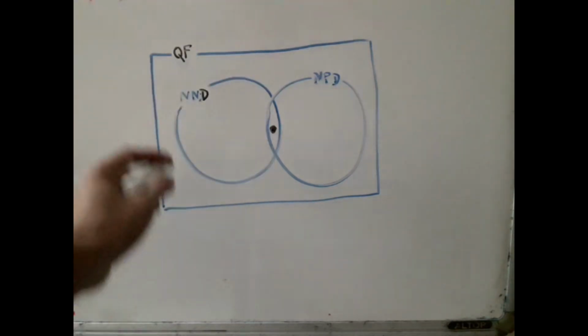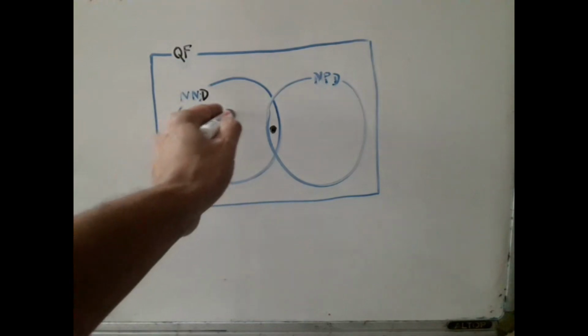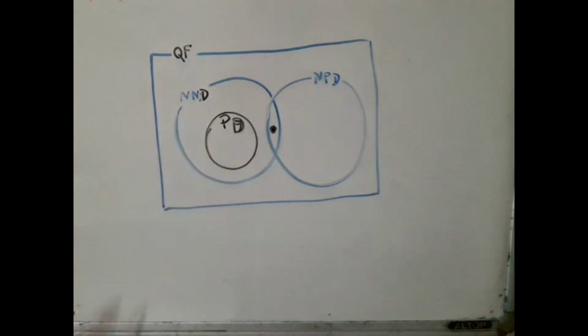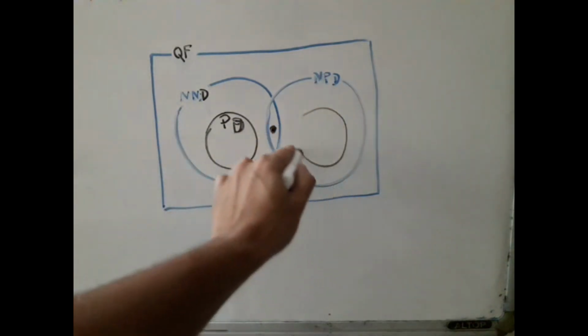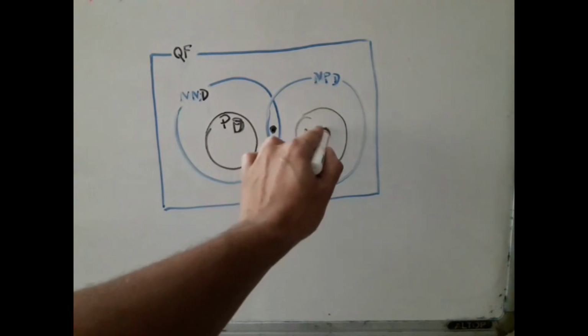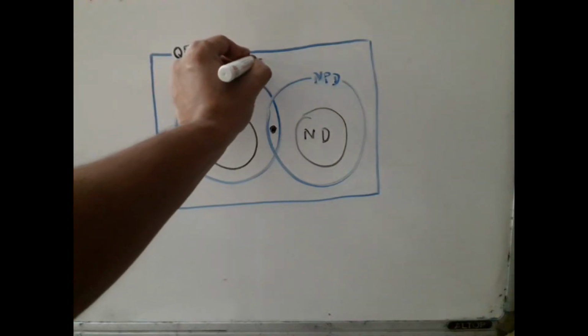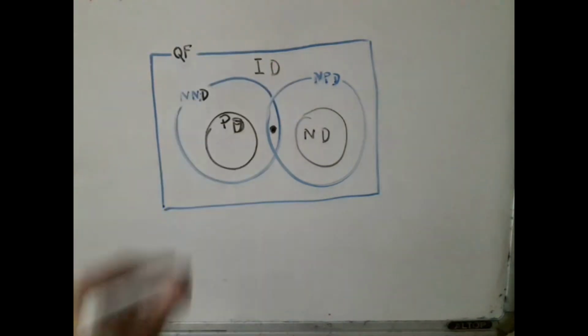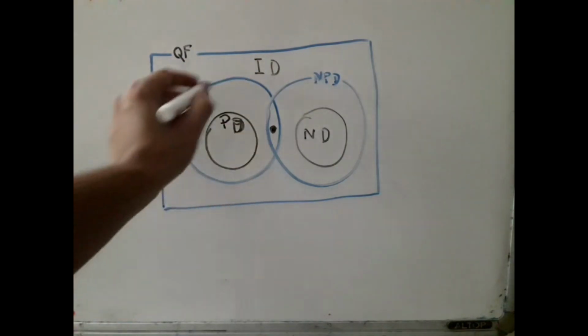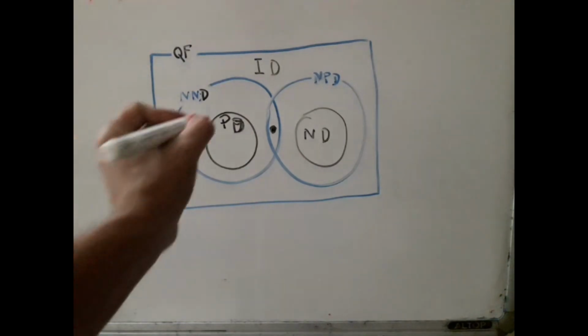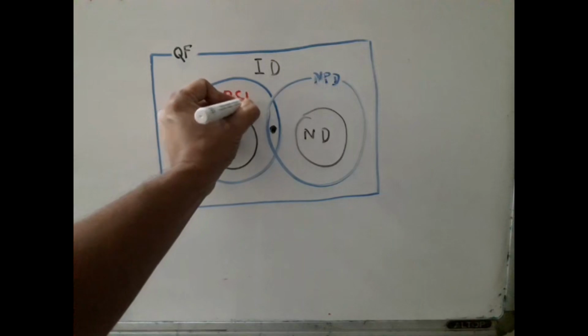Now inside NND I have a subset which is called PD. So these are my PDs, and here again I have a similar subset which is called negative definite or ND. Everything outside is indefinite, which I will denote by ID. Now whatever is remaining inside this region, that is non-negative definite but not positive definite, there is no fixed terminology for that, but the Rao Bhimasankaram book uses the term positive semi-definite.